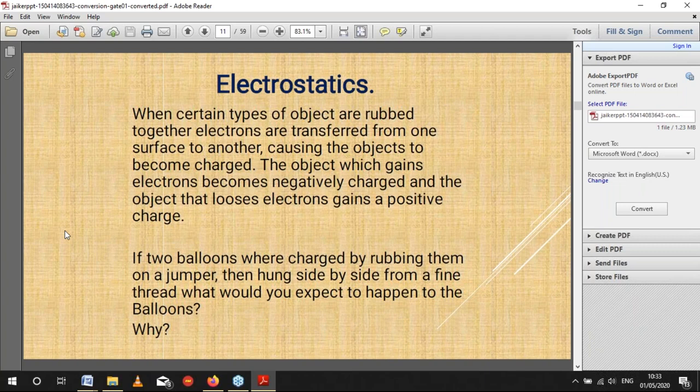If two balloons were charged by rubbing them on a jumper, then hung side by side from a fine thread, what would you expect to happen to the balloons? What will you expect? You expect that one will be positively charged and one will be negatively charged. We already know that like charges repel. So when you bring two of them together, their like charges repel and opposite charges attract.